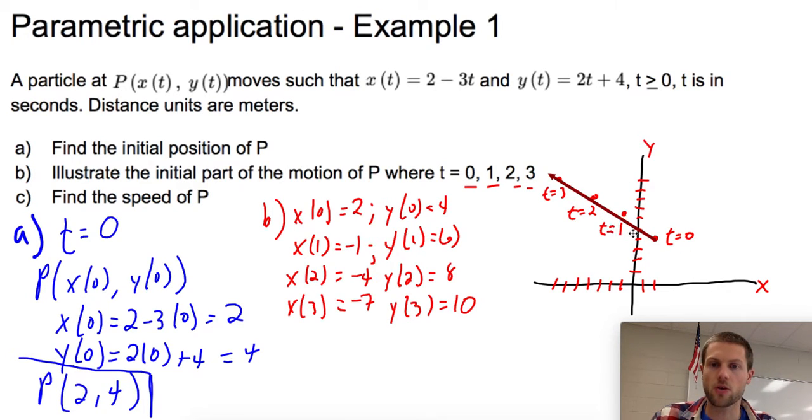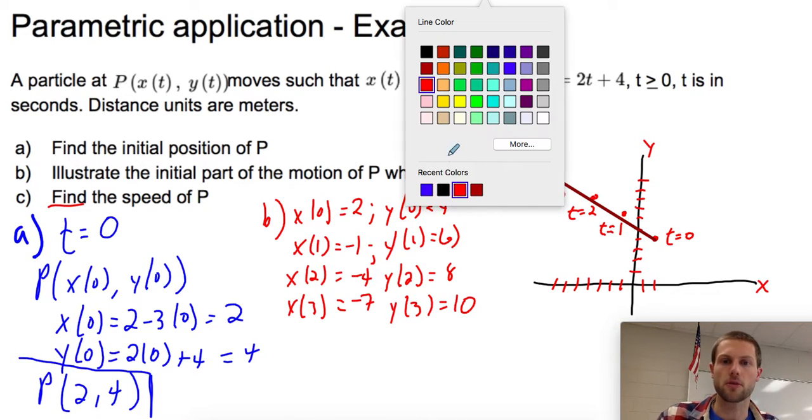And that's really how you can show where the time is on an XY graph, even though we don't have this third dimension visible. The last thing I want to do is find the speed of P, and I think I might be able to squeeze that in right here.